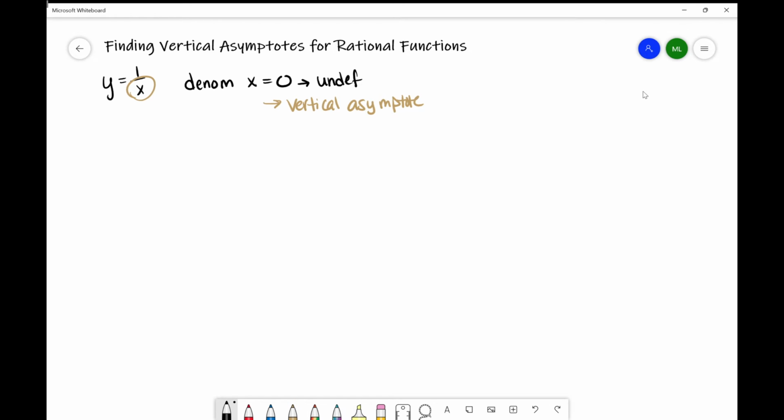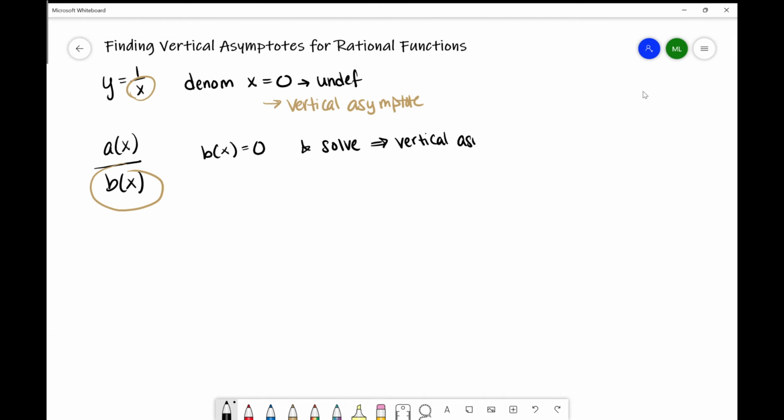Now, what if you have a function like a of x over b of x? What is the vertical asymptote here? What are we going to do? Well, you will look at your denominator again. The key thing is all in that denominator. You will set b of x equal to 0 and solve, and you would get your vertical asymptote line.